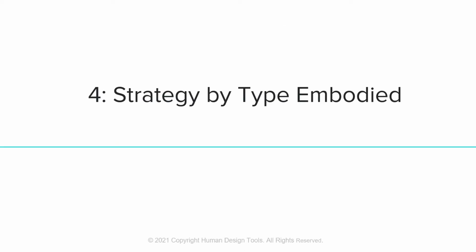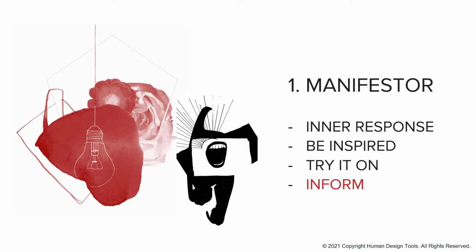Now let's get into it and talk about strategy by type and how to really embody the way your energy works. I like to talk about embodying your type, not just what type is, because the best guidance comes from our bodies. The body is the center of our truth, and it's where we feel grounded. Let's start with the manifester.